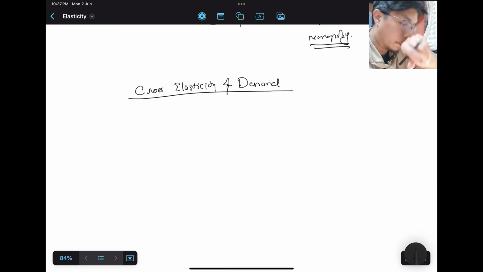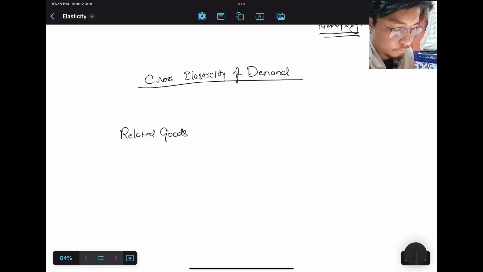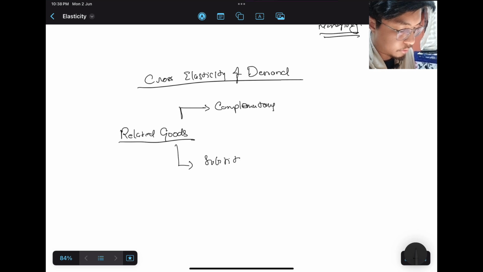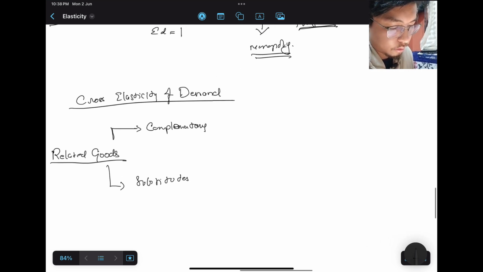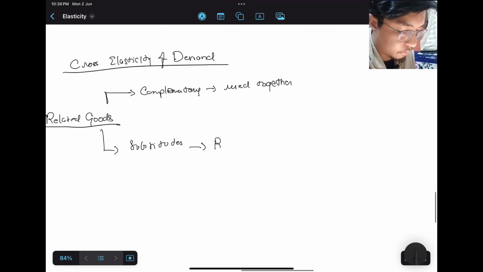Now for this too, you'll have to go back to your law of demand. What was there in the law of demand? There were two types of goods, no? Related goods. There were two types of related goods. One was complementary. The other one is substitutes. Okay, complementary means used together. Substitutes means one replaces another.